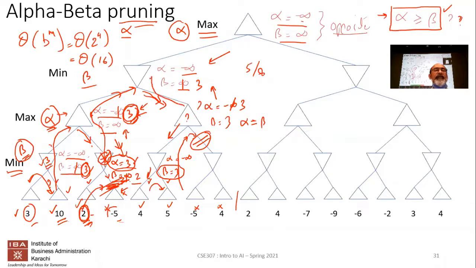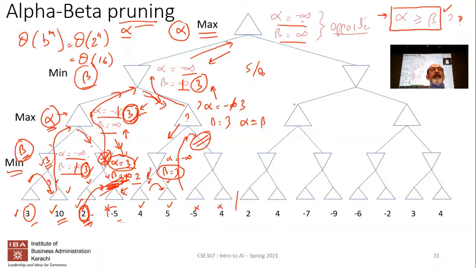Now we're going upwards again. What are we going to do over here? We're going to update the beta value. Does beta need to be updated? Both alphas are the same, so beta is not going to be changed. It's going to continue to be 3. Now we go upwards, backwards, all the way up to the top.